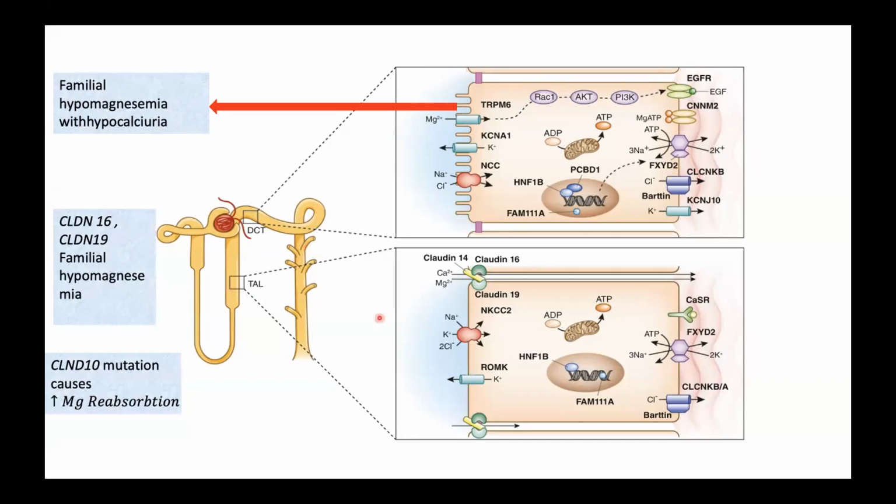And there is the thick ascending limb of the loop of Henle, where magnesium is reabsorbed coupled with calcium in a paracellular way, and there are the proteins claudin 19 and claudin 16 that help this paracellular reabsorption. CLDN16 mutation and CLDN19 mutation give rise to familial hypomagnesemia with hypercalciuria. And I have already mentioned Helix syndrome, where a CLDN10 mutation causes gain of function of the claudin 10 complex gene, giving rise to Helix syndrome, where the increased magnesium reabsorption gives rise to hypermagnesemia.